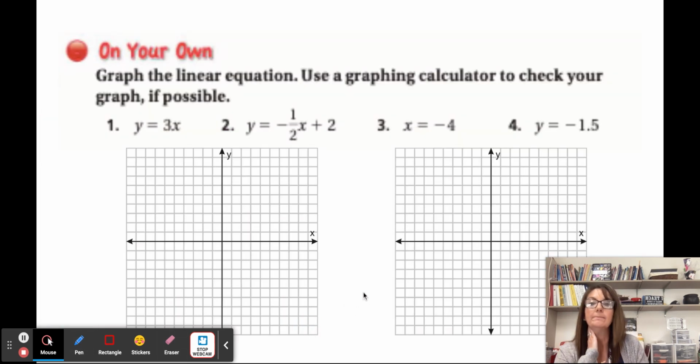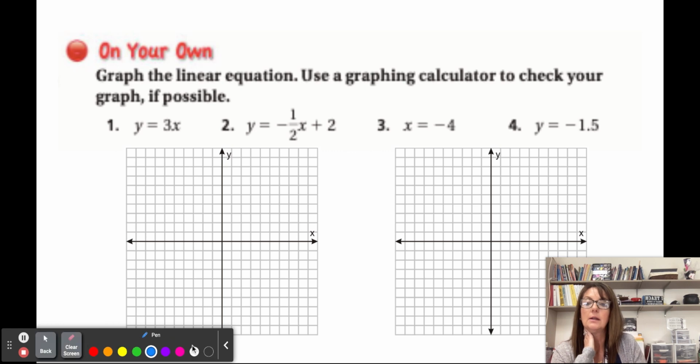So let's give this a try. I will start with different colors. So we'll start with blue. Why not? Number 1, y is equal to 3x. So I'll make a little table of values. I'll label it number 1.